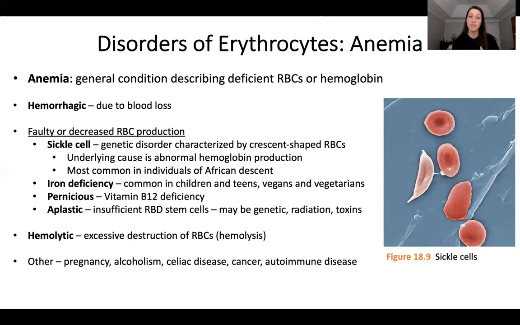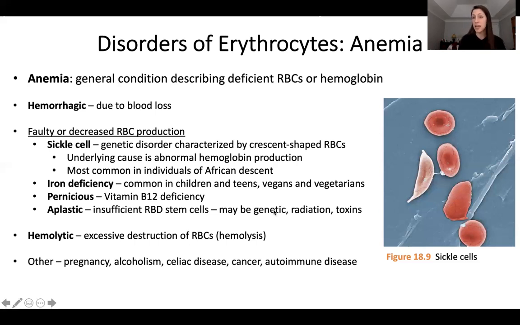There's another deficiency, and that's in B12, and that's called pernicious anemia. So it's just another dietary deficiency that can cause problems. Aplastic anemia is the last example on here. It is a type of anemia caused by decreased red blood cell production, and this is caused by insufficient stem cells that lead to red blood cells.